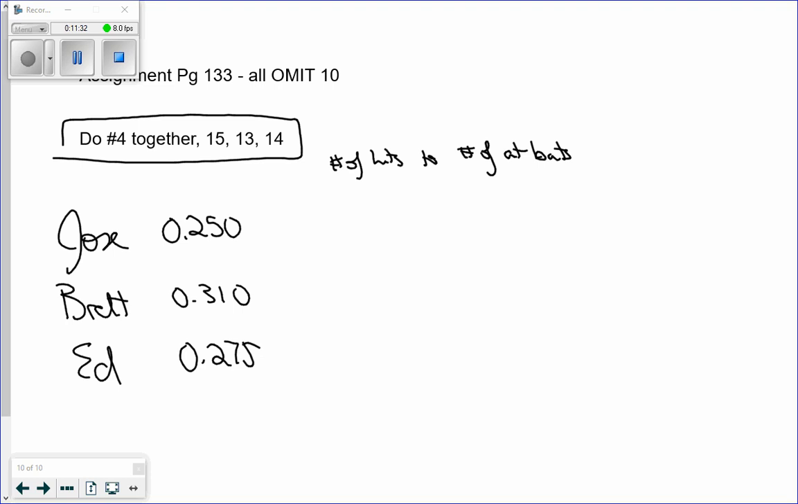Okay. So it says, in terms of probability theory, what does a batting average represent? Well, essentially, it's their percent. Like, he's going to hit 25% of the time. He's going to hit 31% of the time, and he's going to hit 27.5% of the time. Just think of it like this. If I write it as a ratio, you put 1 as the second number. If I wanted to convert this to a decimal, it would be 0.25 over 1 or 25 over 100, which is 25%.